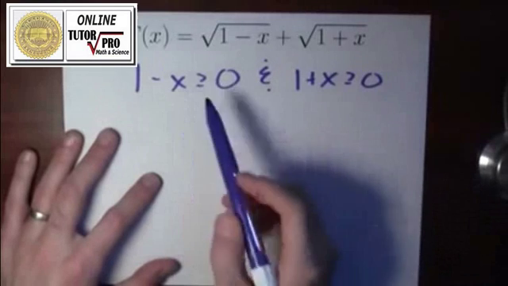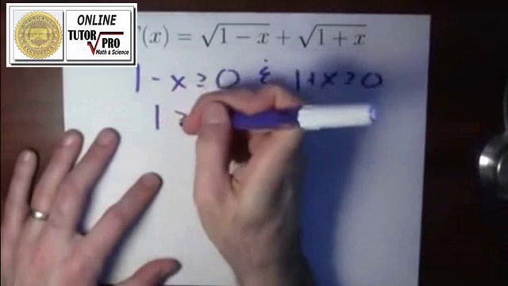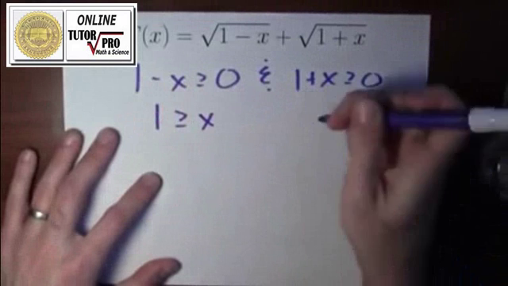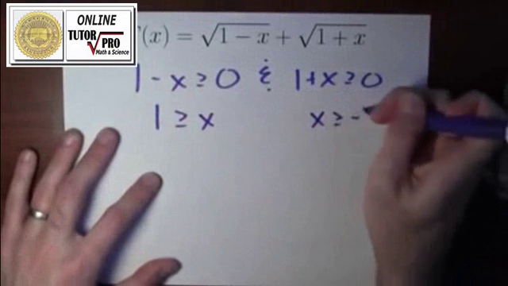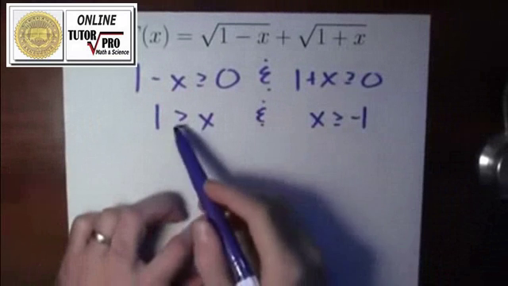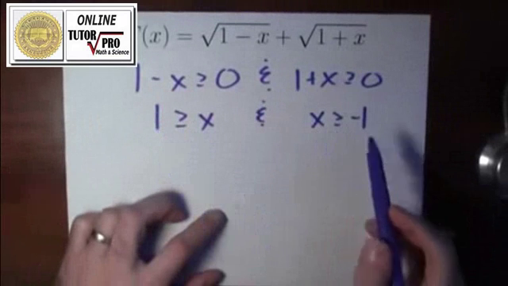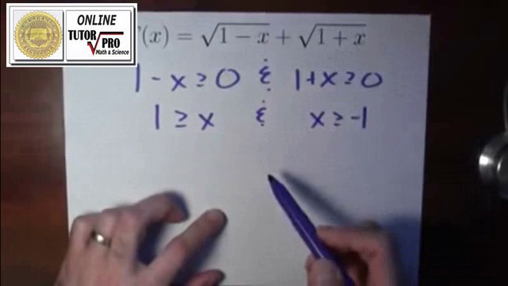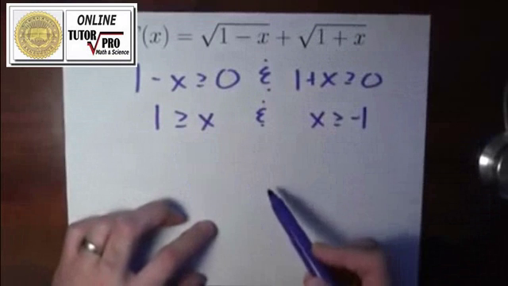Now, I could add x to both sides in this inequality, and I get 1 is bigger than or equal to x. And I could subtract 1 from both sides of this, and I'll get x is bigger than or equal to minus 1. And again, both of these things have to happen, right? I need x less than 1 and x bigger than or equal to minus 1 in order to evaluate this function.